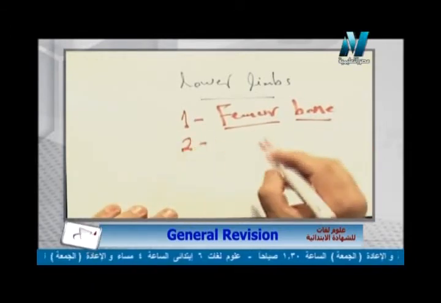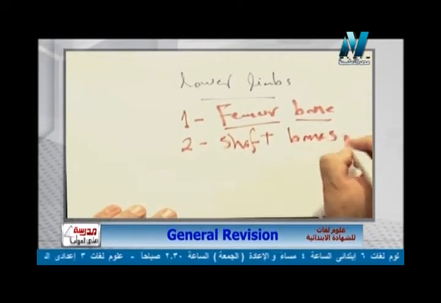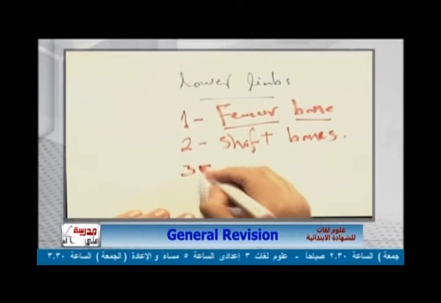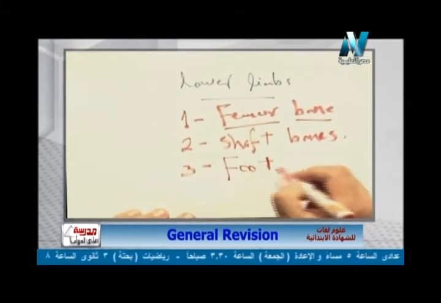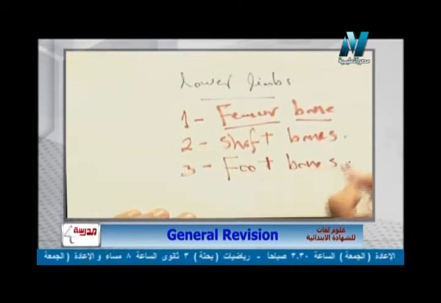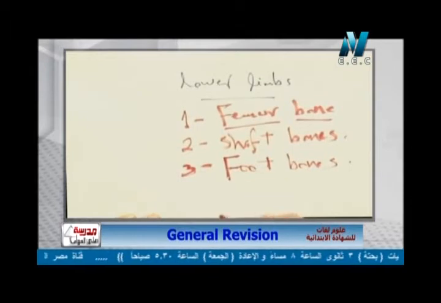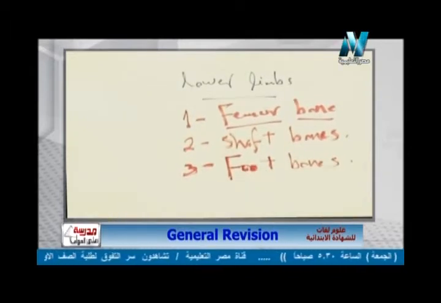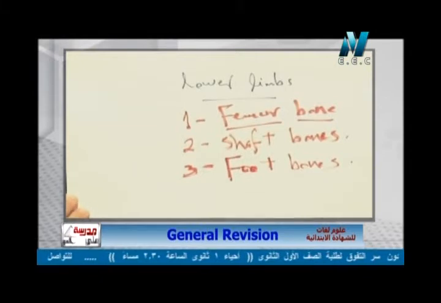Number two will be shaft bones, عظام الساق. عشان كده بقول bones, هما 2 bones مش 1 bone only. And at last number three will be the foot bones, عظام القدم, foot bone. So here I have three types of bones, which are femur bone, shaft bones, and at last foot bone. So it will be the lower limbs, الأطراف السفلية.